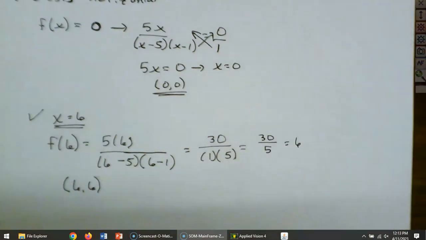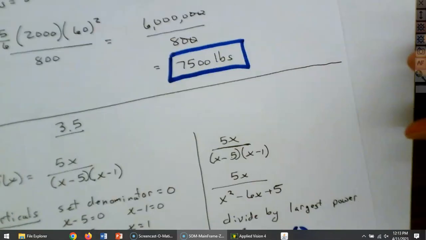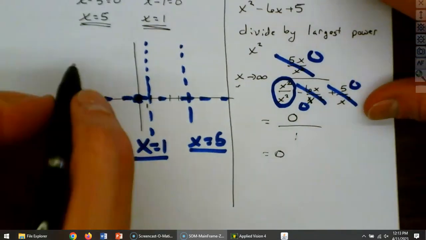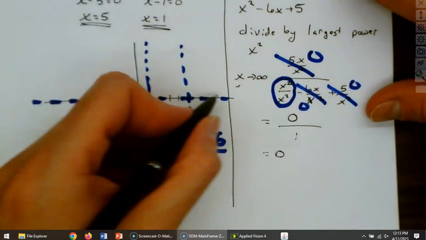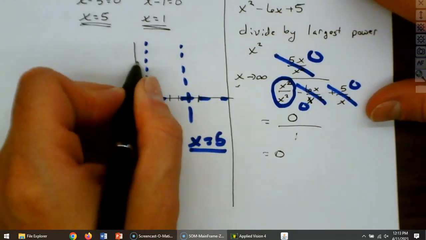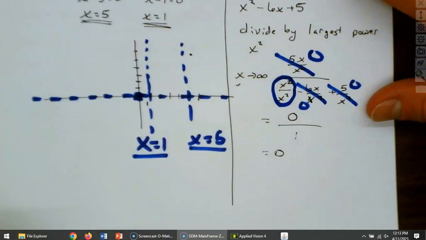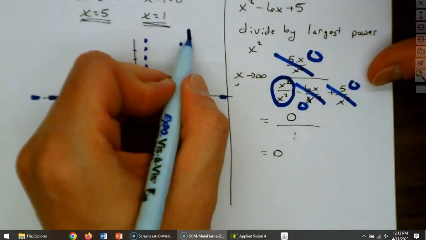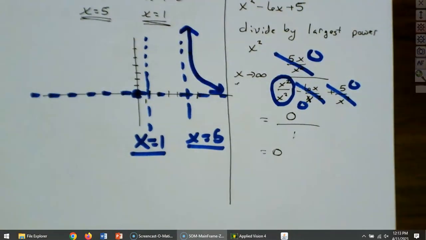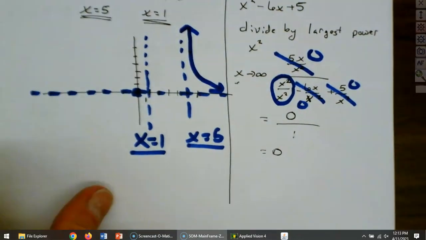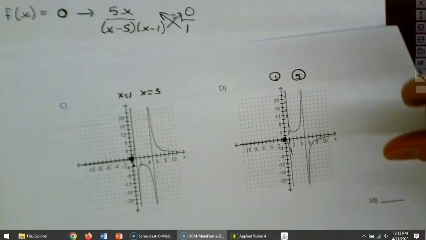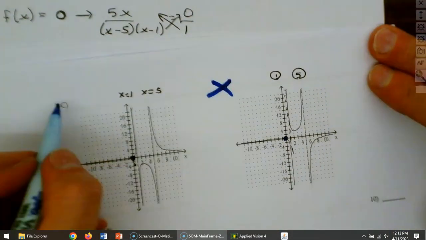So when we go back up and look here, we need that point 6, 6 in our picture. And 6, 6 is about here. So it's over 6 and up 1, 2, 3, 4, 5, 6. So that means it's above the curve. So it has to look like that. Okay, it's above it. Which one does that look like? There's only one that it looks like, which is what? D doesn't look like it. Answer C.